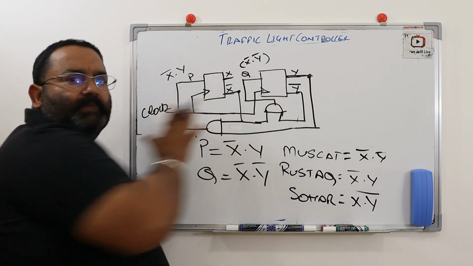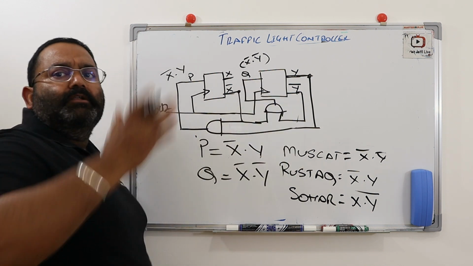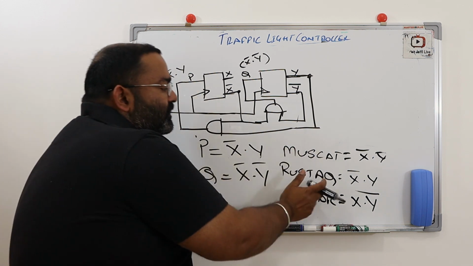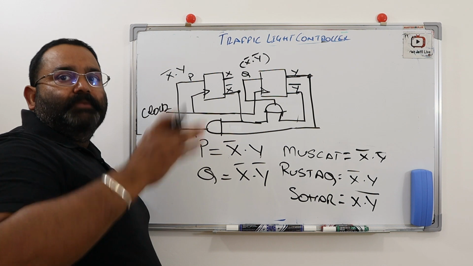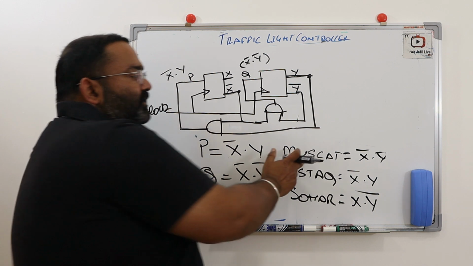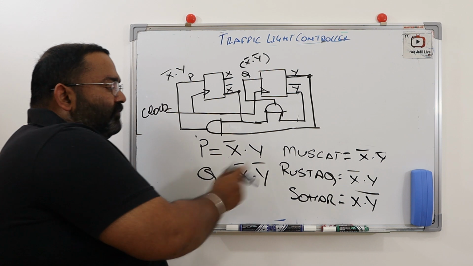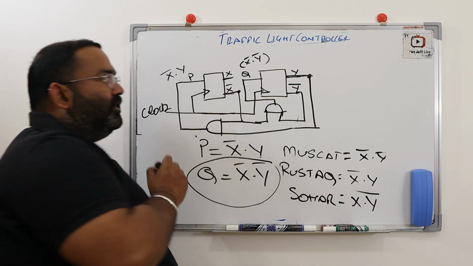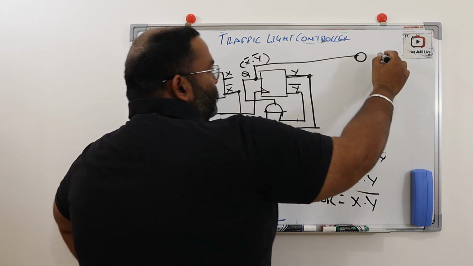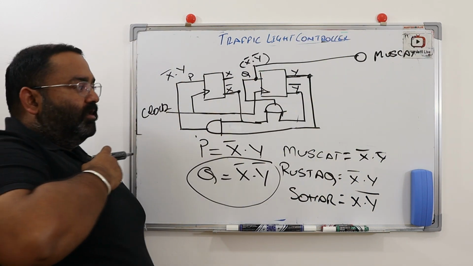So guys, this diagram I am drawing for your reference. In the next part of this video, we are going to implement this circuit in Logisim, where you can see it working. Now I need the states for the present output. When Muscat is on, the light will be green with X complement and Y complement. Already I have Q, which is X complement and Y complement, isn't it? So I take this connection and put a light here for Muscat.